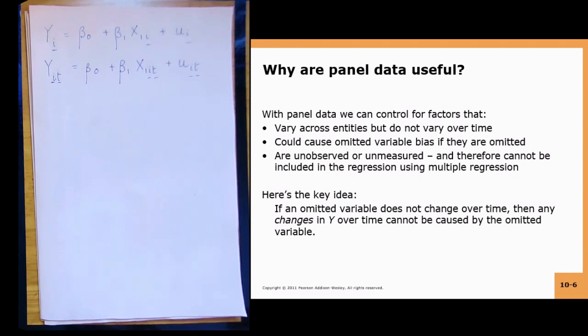Okay, so the idea is that if the omitted variable does not change over time, then any changes in y over time cannot be caused by the omitted variable. So basically what we are saying is, you take stuff that doesn't change. You are looking at what effect a change over time of, say, class sizes has on change in performance. There are some other things that remain constant over time, and you just control for those variables, and you just look at only things that change over time.